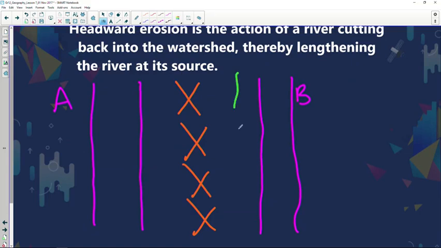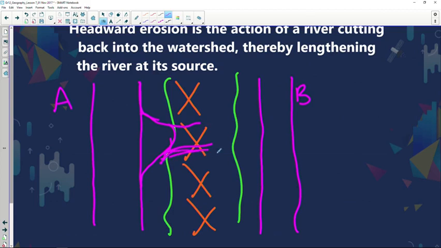into this watershed. Now what is a watershed? It's the high-lying area that separates two drainage basins from one another. Because of the great volume of water, it's got more erosional capabilities. There's more lateral erosion taking place. There's more vertical erosion taking place. So it starts to erode into this watershed. Now eventually it erodes straight through to river B.